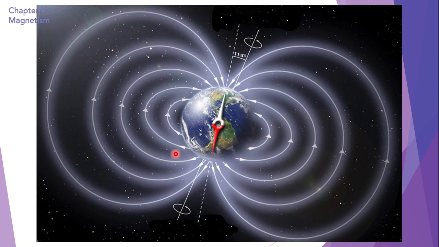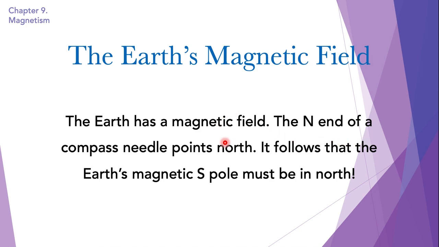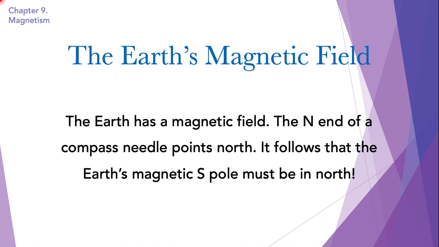Now here we have the Earth's magnetic field. You can see that the Earth also acts as if it's a big magnet. And these are the poles of the Earth. Now, the Earth has a magnetic field. The north end of a compass needle points north, so it follows that the Earth's magnetic south pole must be in the north. Because of course, the north pole of a magnet would point at the south pole of the other magnet. So this means that the Earth's magnetic south pole must be in the north, but we call it the north pole.